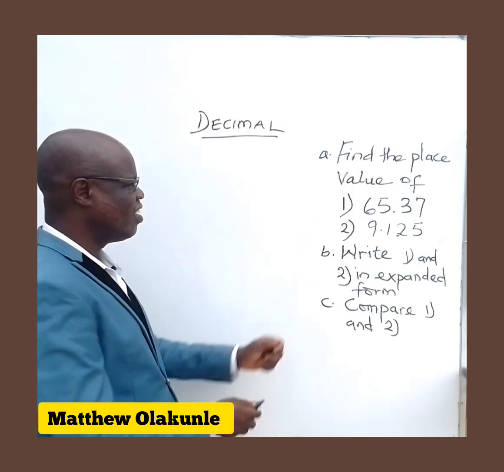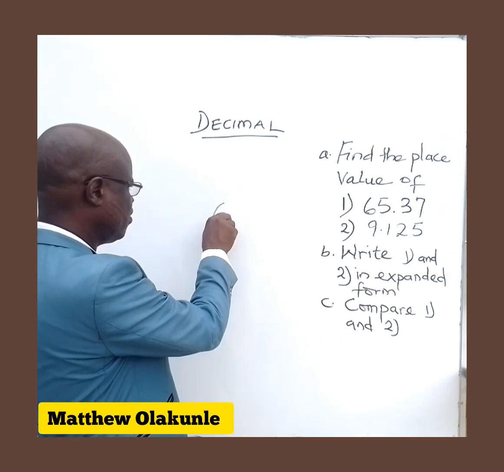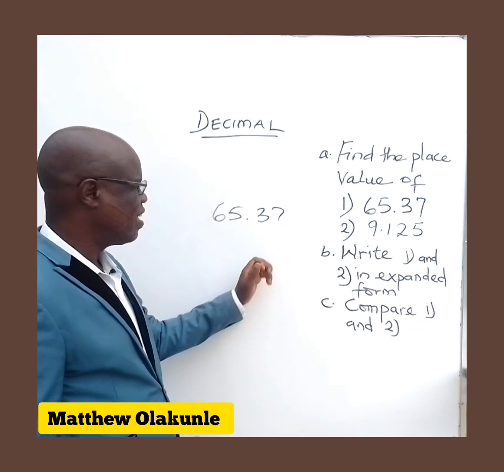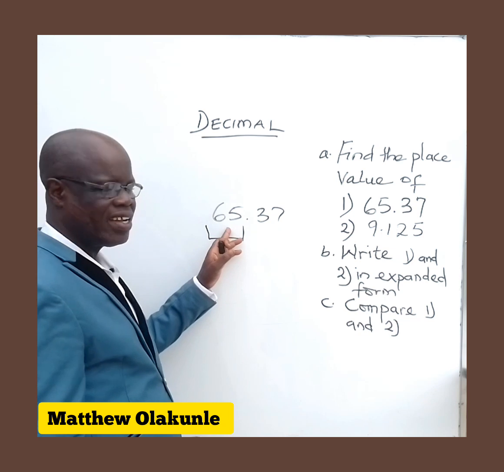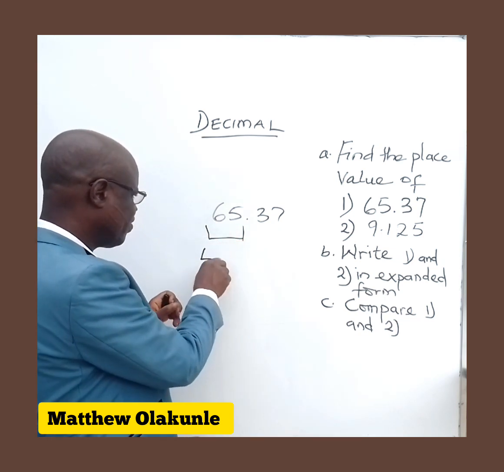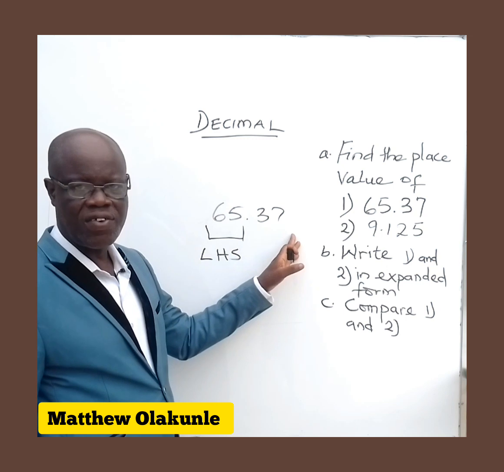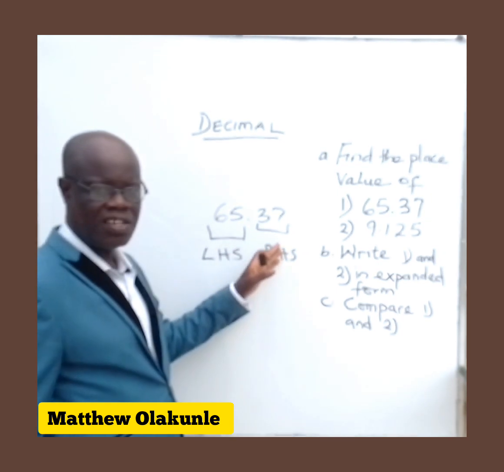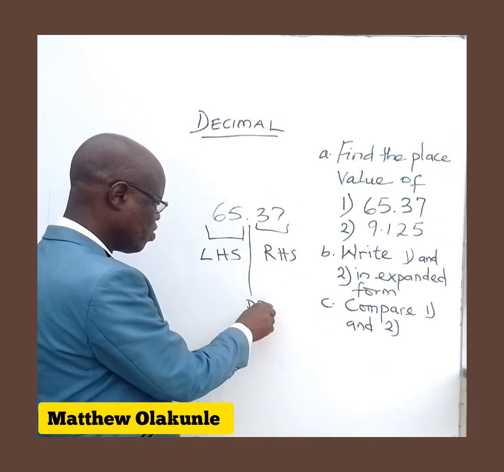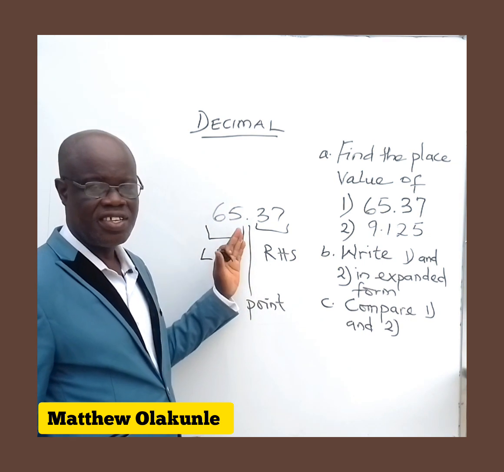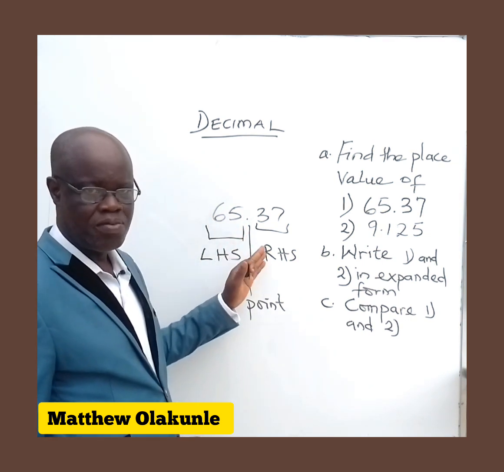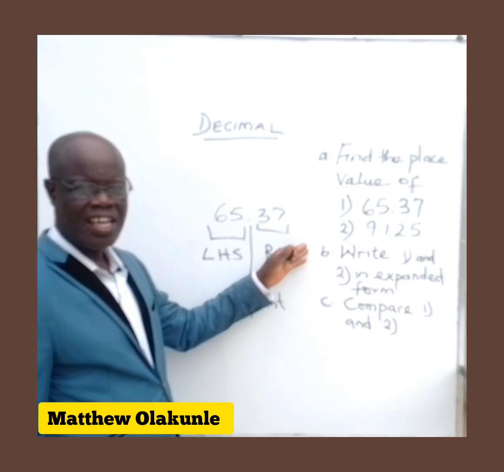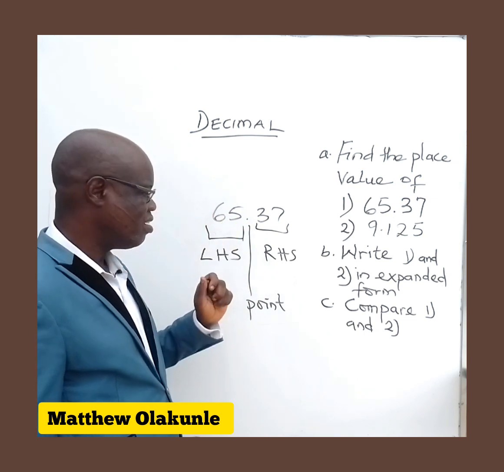Now from here, look at 65.37. This is a decimal number, and it consists of the whole number, which is at the left-hand side, and you have the fractional part at the right-hand side. The two of them are separated by a point. So this is a decimal number because it has a whole number at one side and a fractional part at the other side, separated by a decimal point.